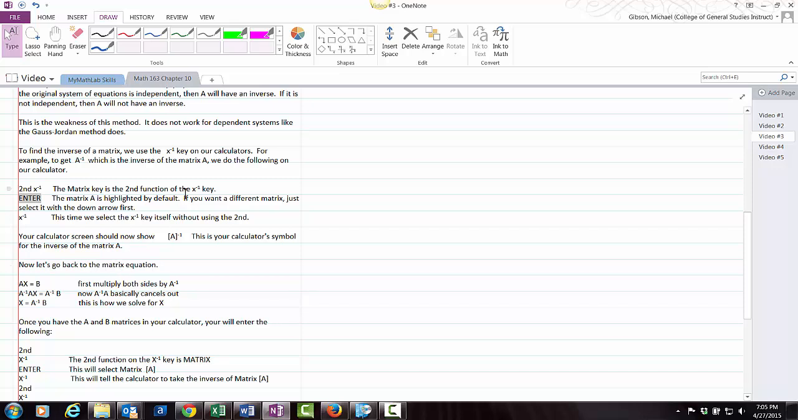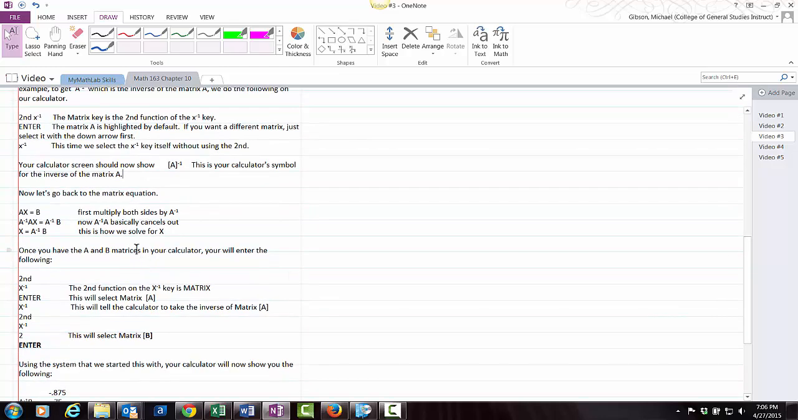If you want a different matrix, you can just select it with the down arrow or by typing the number next to the matrix. Then you hit the X inverse key, okay? And that puts this right here on your screen. It'll say A, and then with a -1 in the exponent position, that is A inverse. This is your calculator symbol for the inverse of the matrix A.